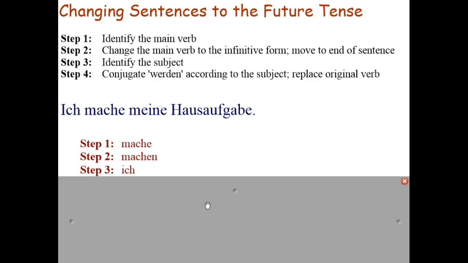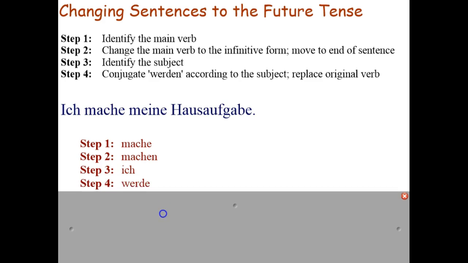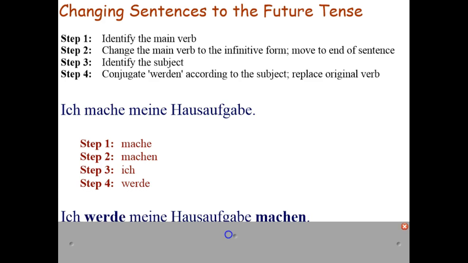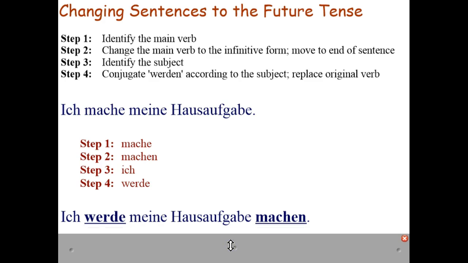In step 3, I identify the subject of the sentence. So who is doing the action? Ich. And in step 4, I conjugate the verb werden according to the subject, which I identified as ich. So ich werde. And my final sentence would be Ich werde meine Hausaufgabe machen. I will do my homework.